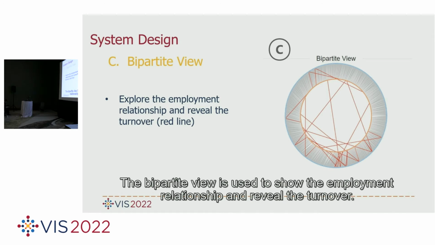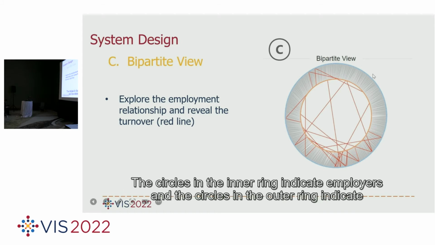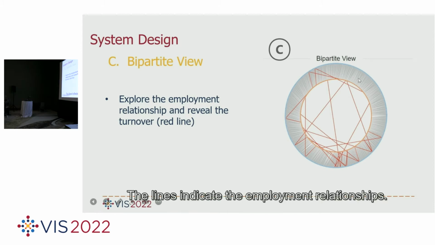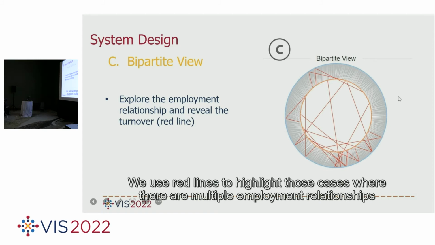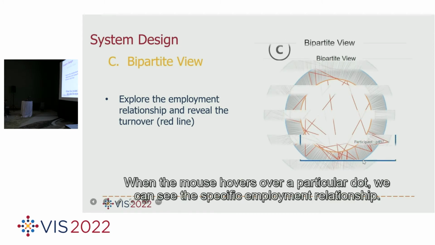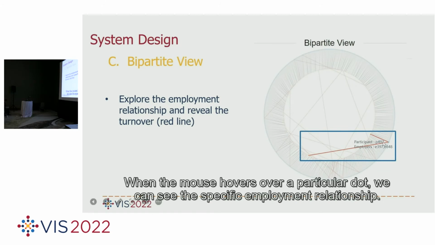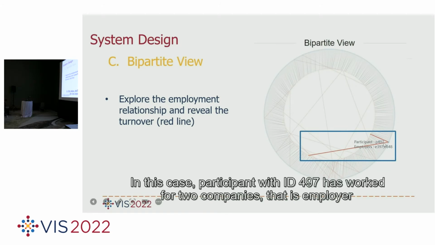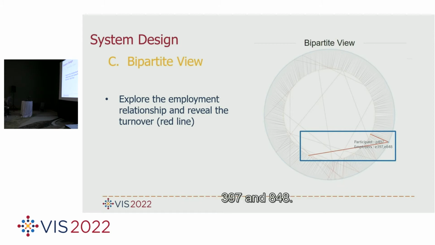The bipartite view is used to show the employment relationship and reveal the turnover. The circles in the inner ring indicate employers and the circles in the outer ring indicate participants. The lines indicate the employment relationships. We use red lines to highlight those cases where there are multiple employment relationships on one person. When the mouse hovers over a particular dot, we can see the specific employment relationship. In this case, participant with ID 497 has worked for 2 companies, that is employer 397 and 848.